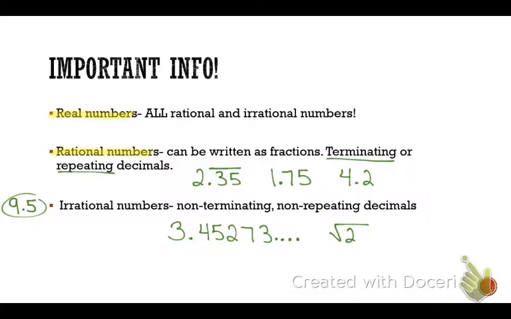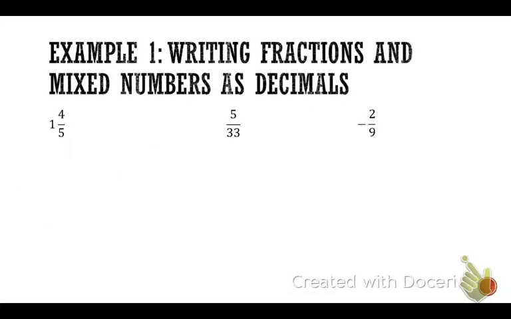All right. Okay, so moving on to example 1. In example 1, I want to write these fractions and mixed numbers as decimals. So how do I know that a fraction is a mixed number? What gives it away that it's a mixed number? Oh, it has a whole number and a fraction. Exactly. So the whole number goes in what decimal place? No, it goes in the ones place, okay? So the whole number goes in the ones place. And then the fraction part would go in the decimal places.